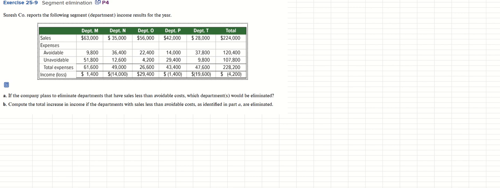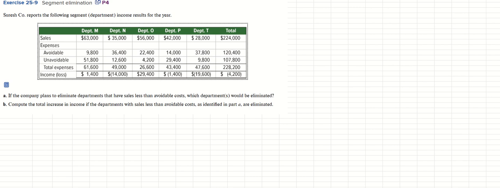For example, rent in a building. If you're paying rent for a facility, then yes, that's going to be unavoidable. That's fixed, and you have to pay that no matter what. So that's avoidable costs and unavoidable costs. Unavoidable costs you can't eliminate, but avoidable costs you can avoid, so you've got some flexibility there.